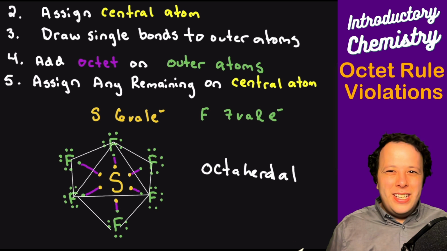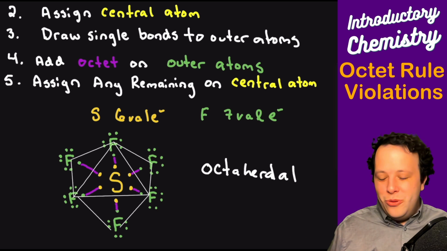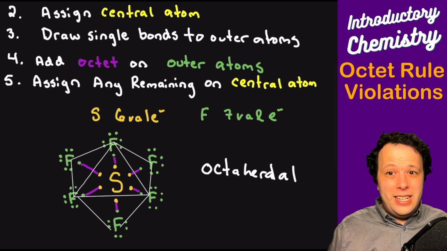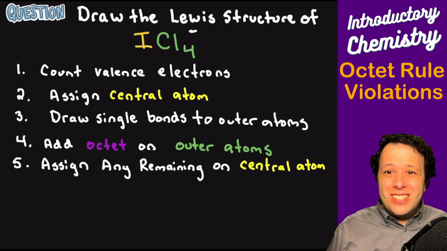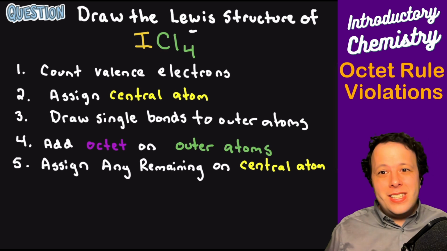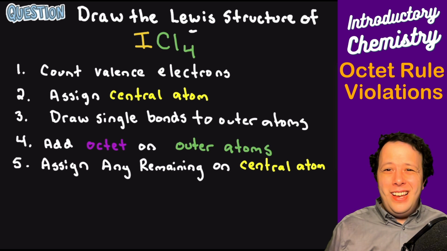It's going to be an octahedral, which is one way to illustrate shapes. Okay, so let's take a look at our last example. Draw the Lewis structure for ICl4 negative. This one's a little bit tougher because it involves formal charge and making sure that we have the right bonds.